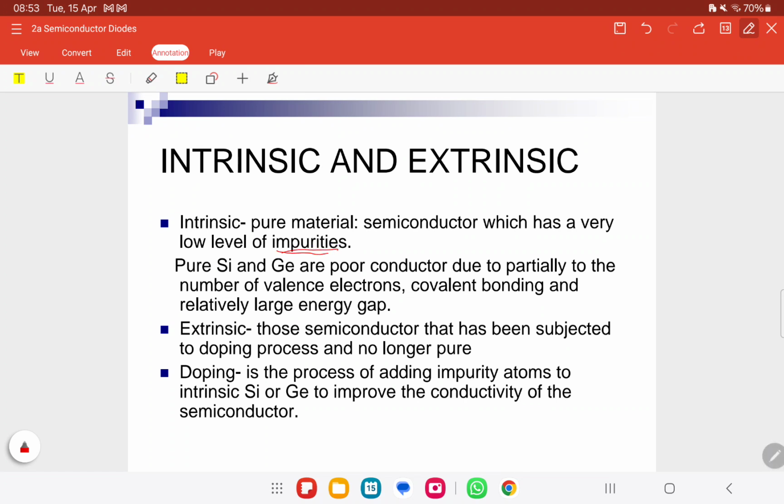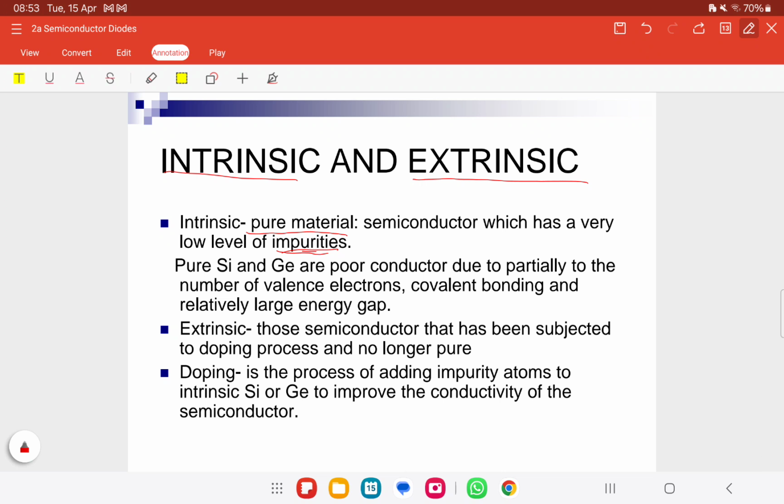Impurities are foreign elements. So we can add a foreign element to the pure semiconductor. It will not be pure anymore. The pure semiconductor, we call it intrinsic. Here, intrinsic is the pure semiconductor, which has a very low level of impurities or no impurities at all. And then the intrinsic goes through a process called the doping process. Doping is the process where we add a foreign element to the intrinsic, the pure semiconductor. Okay, and then the pure semiconductor will become extrinsic.